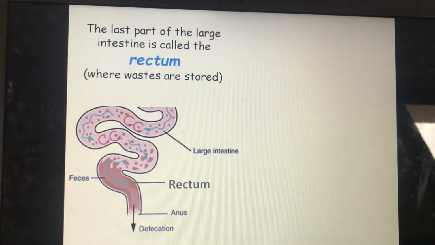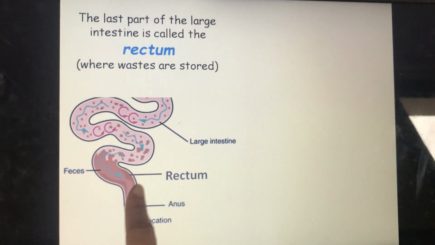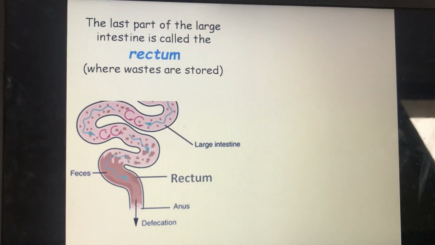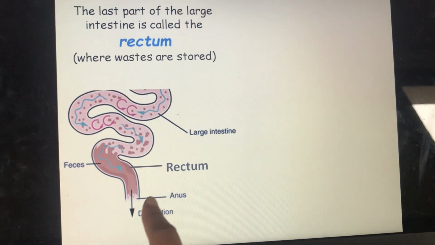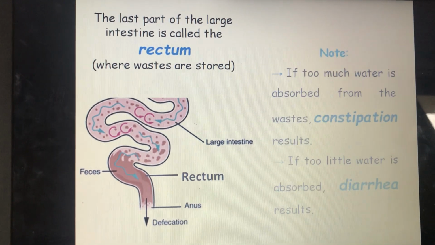At the end of the large intestine, you have a part called rectum. So the rectum is here. It's the last part of the large intestine that will end with the anus. The anus is the opening to the outside.